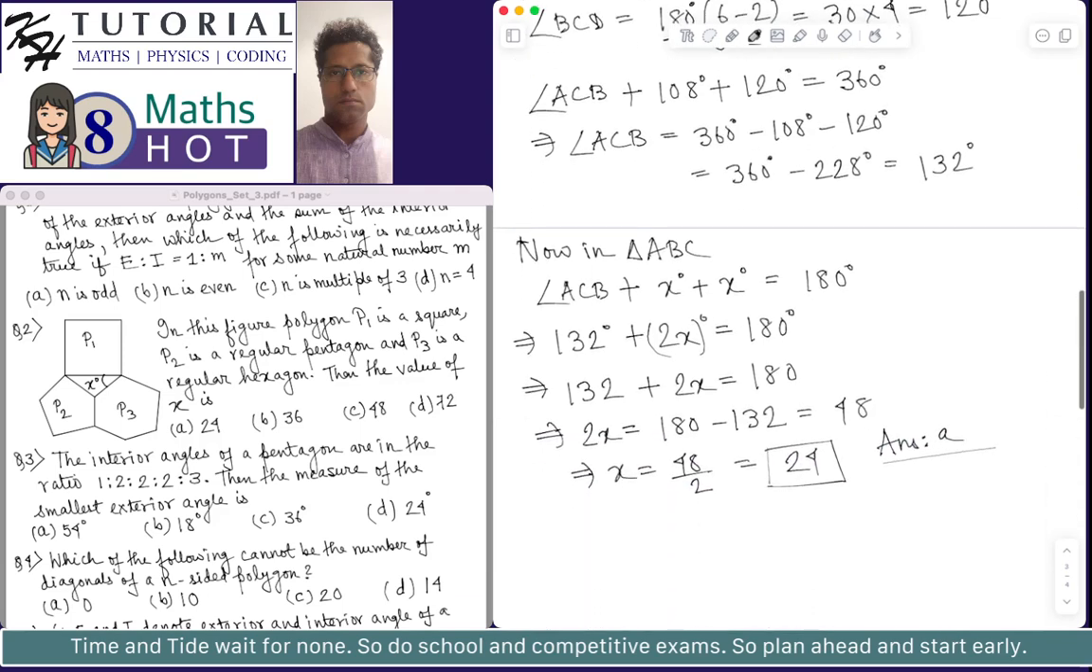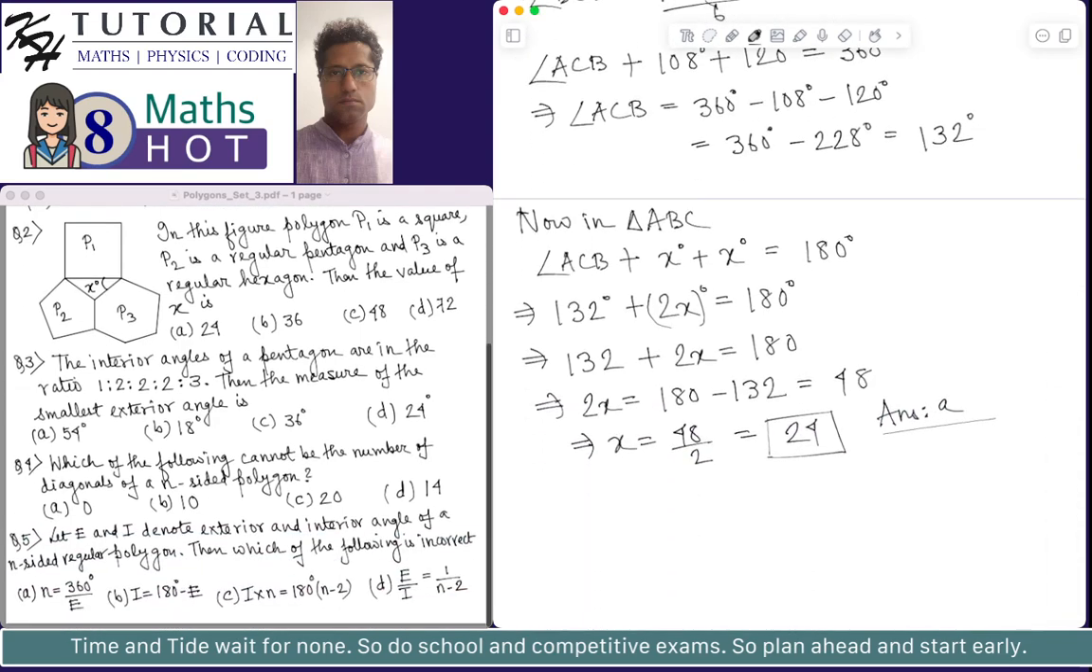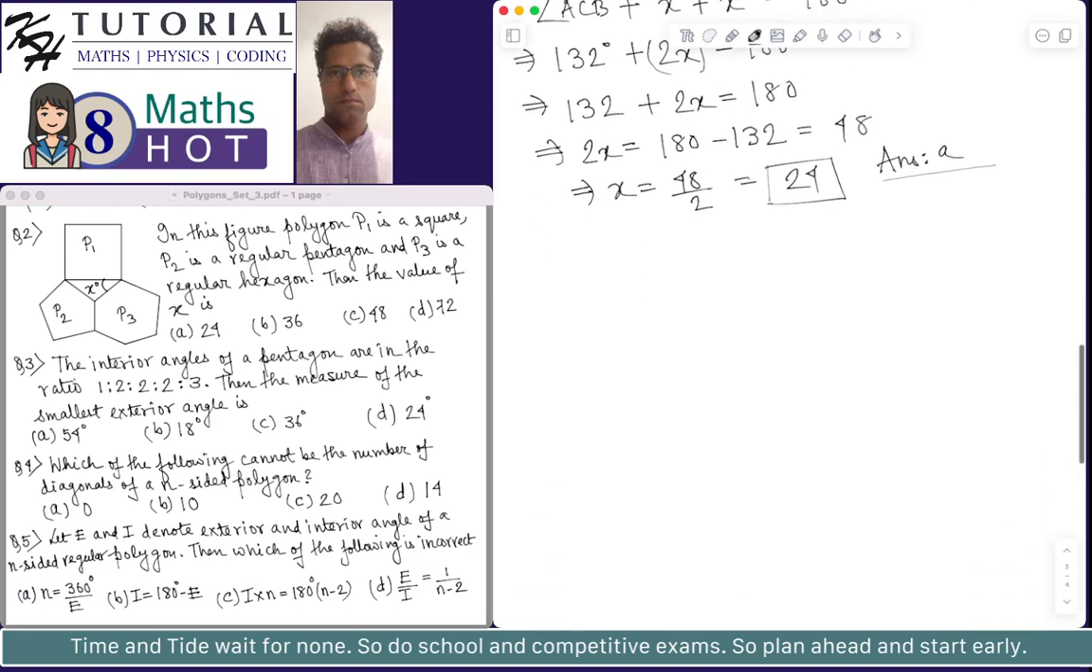Okay, let's do problem number 3. The interior angles of a pentagon are in the ratio 1 is to 2 is to 2 is to 2 is to 3. Then the measure of the smallest exterior angle is. So it's a pentagon. So n will be equal to 5. Now the ratio of the interior angles are given.